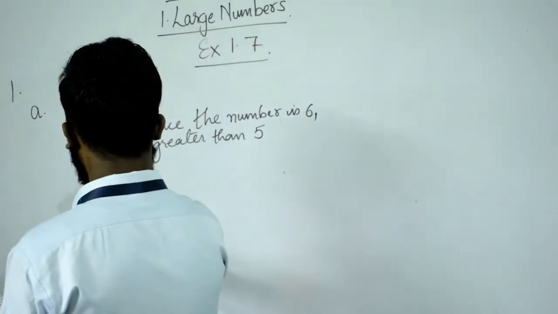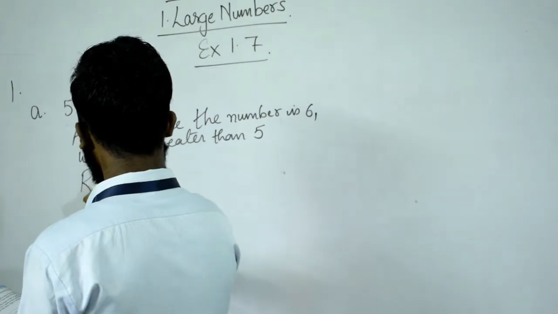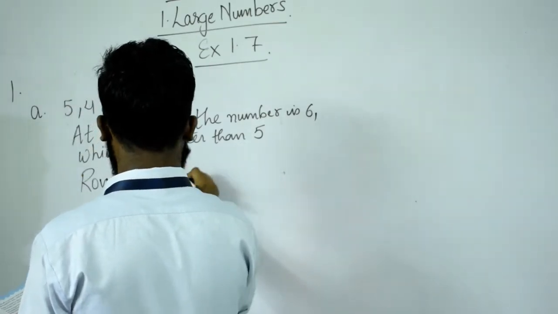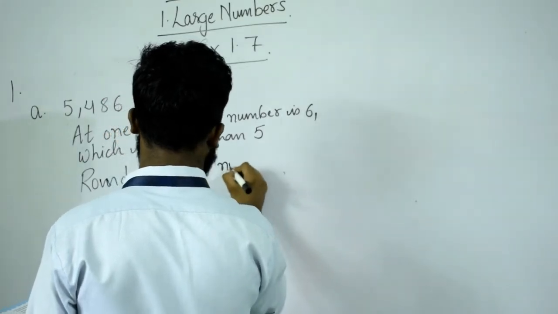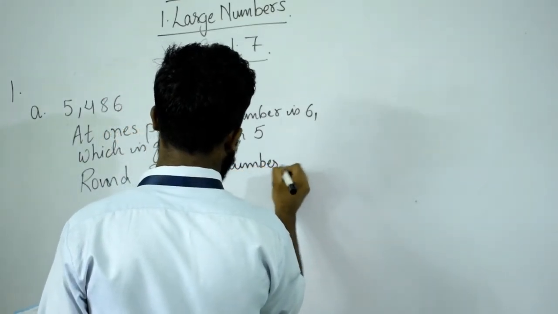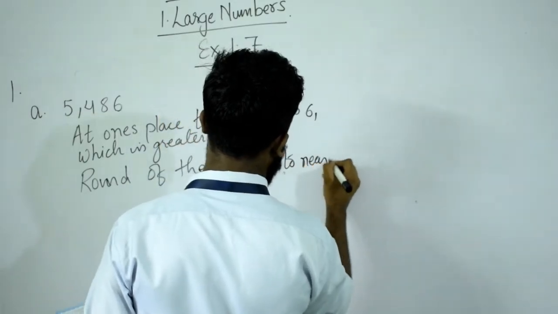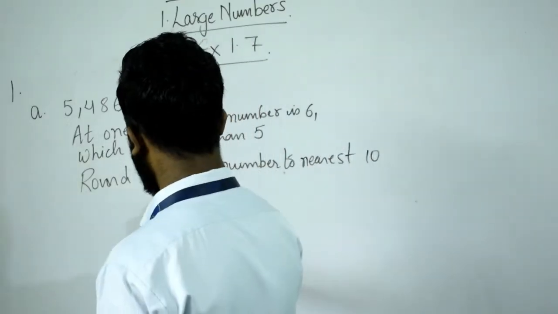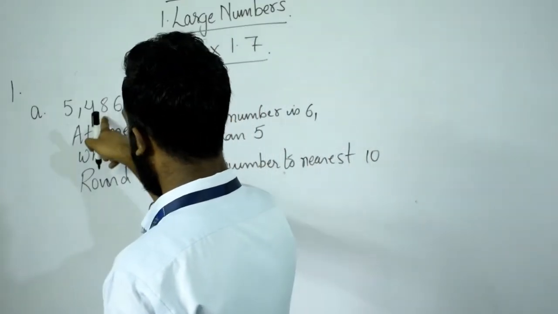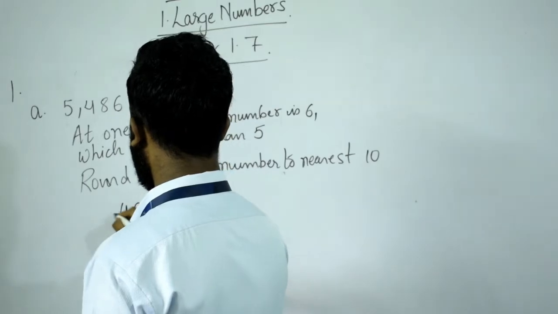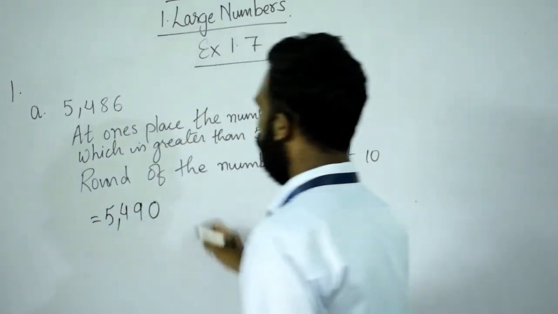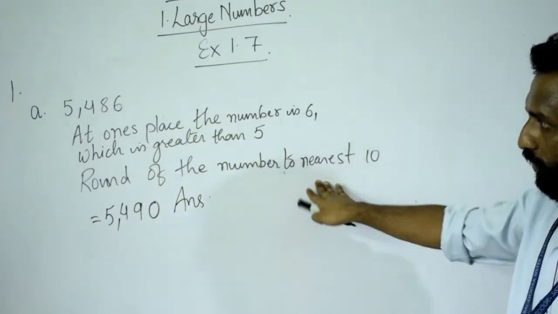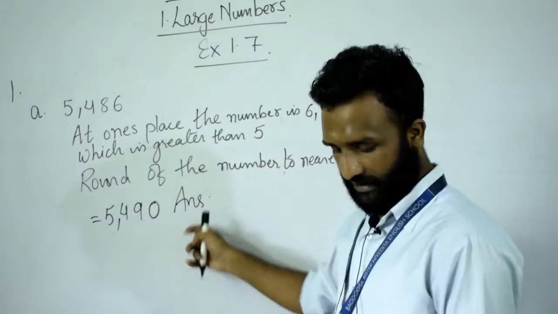So the rounding of the number to the nearest 10 will be: we change that to 0, and we add 1. When we add 1, it will become 9. So the answer will be 5490. This is how you will do the rounding of a number to the nearest 10.